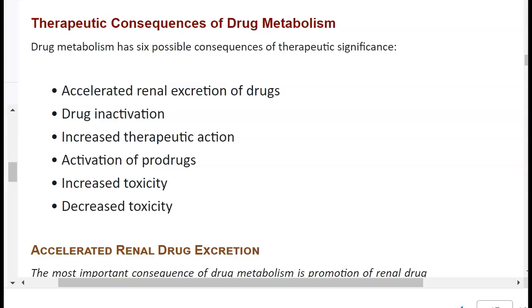Okay, drug metabolism has 6 possible consequences of therapeutic significance. Okay, so how fast you metabolize or how slow you metabolize the drug has these 6 possible consequences. 1, accelerated renal excretion of drugs. 2, drug inactivation. 3, increased therapeutic action. 4, activation of prodrugs. 5, increased toxicity. Or 6, decreased toxicity. Okay.